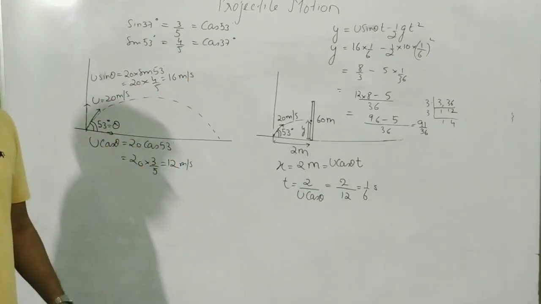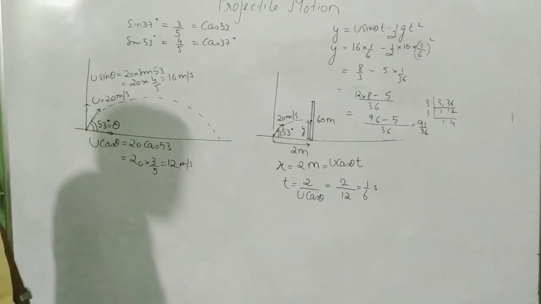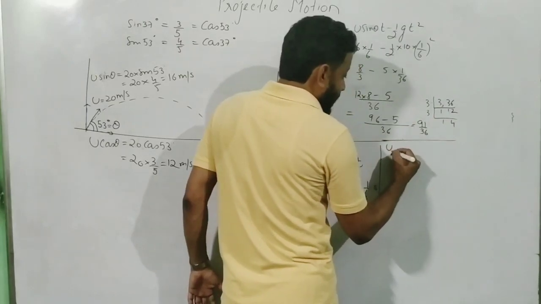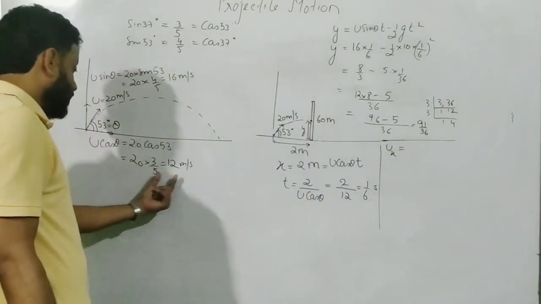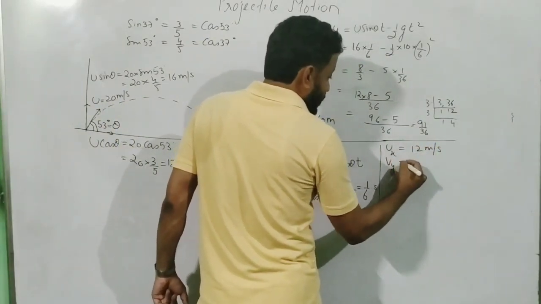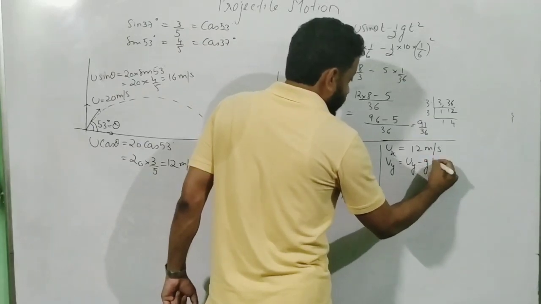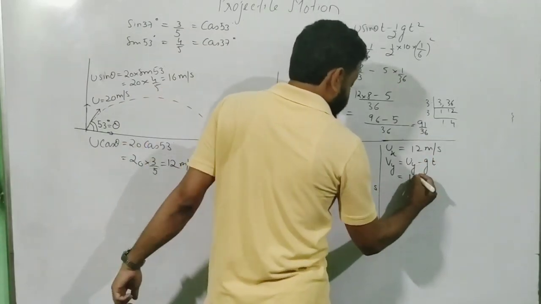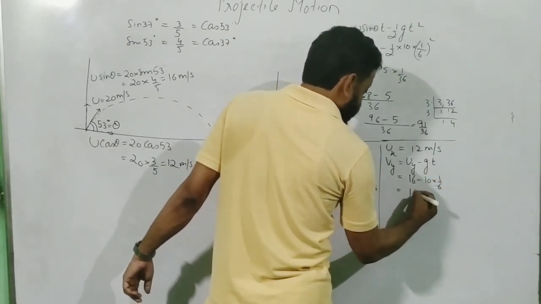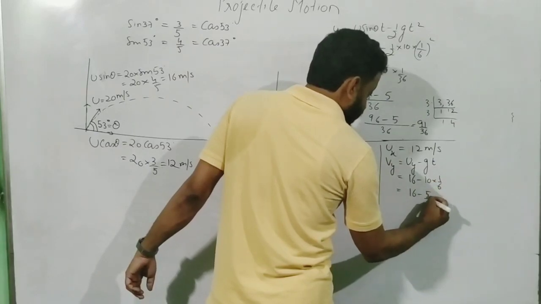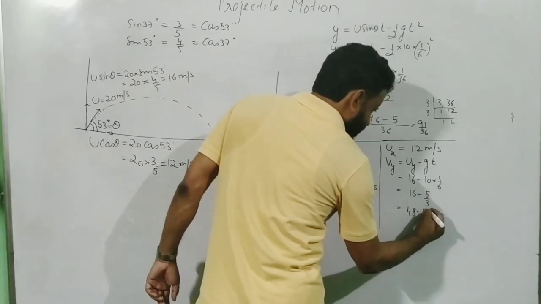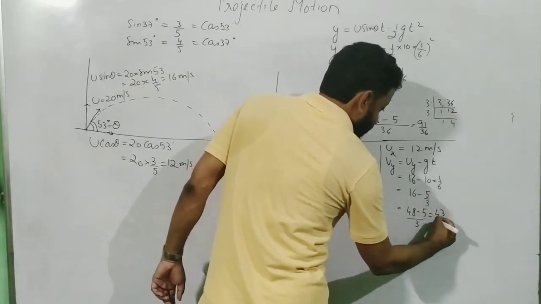Now if it is hitting the wall, at what angle is it going to hit the wall? To find that angle, I first have to find the value of Ux. Ux I already know, that is 12 meter per second. Now I am going to find the value of Vy. Vy is equal to Uy minus gt. Uy we have found as 16, g is 10, t is 1 by 6, and hence it will be 16 minus 5 by 3, that is 48 minus 5 divided by 3, and that is equal to 43 divided by 3.